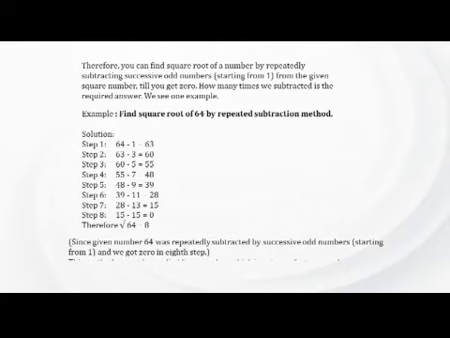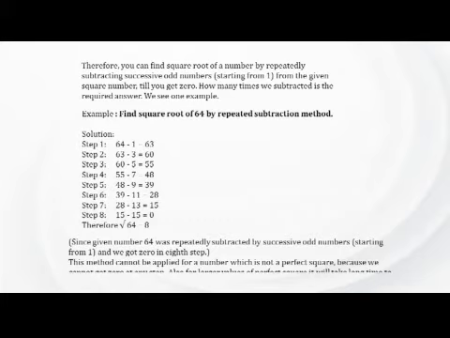This method cannot be applied for a number which is not a perfect square because we cannot get 0 at any step. Also, for larger values of perfect square, it will take a long time to find the answer.